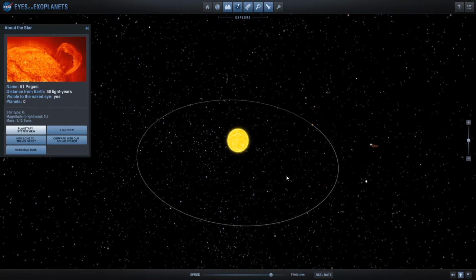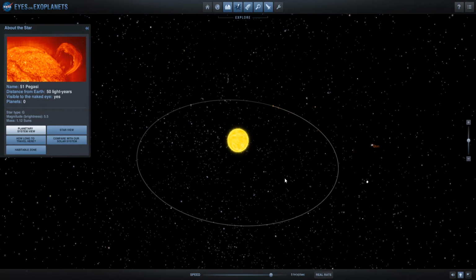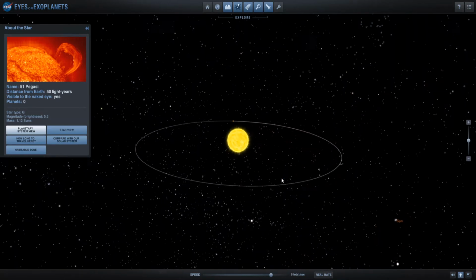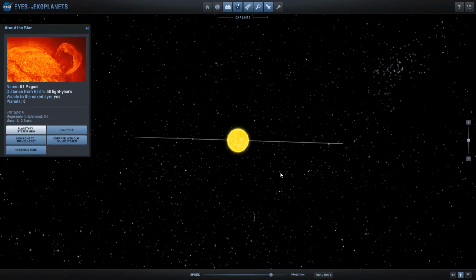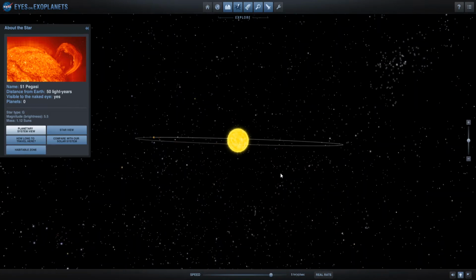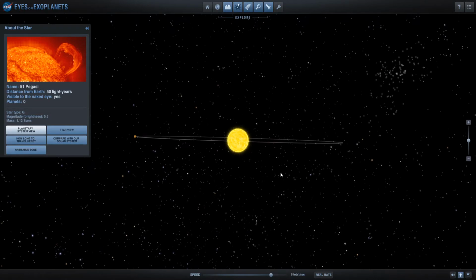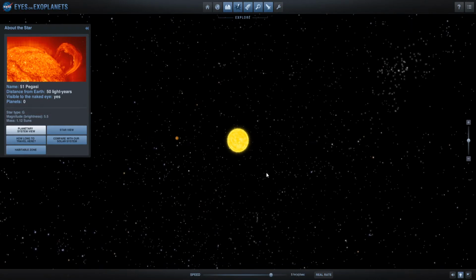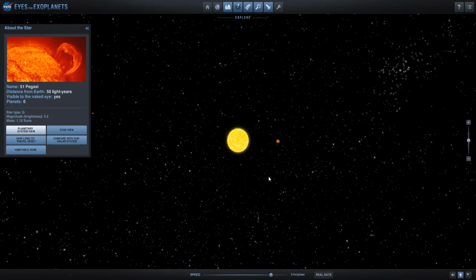Well, how do we find exoplanets? That's not easy to do. Planets are very small compared to the stars that they orbit, but there are a couple of widely used methods that have been very successful so far. The first is called the transit.